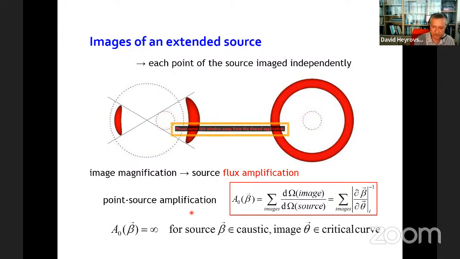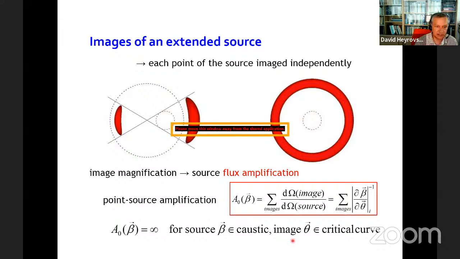Before I go further, it's good to say, of course, you can have special points where this Jacobian will be equal to 0. And in that case, you would get infinite amplification. And that happens for special point sources. This happens for point sources which are located on something that you call the caustic of the lens. And the images will appear on something that is called the critical curve of the lens. In this special case of a single lens, the caustic is the single point exactly behind the lens, and the image is exactly the Einstein ring. So that's in this particular case.